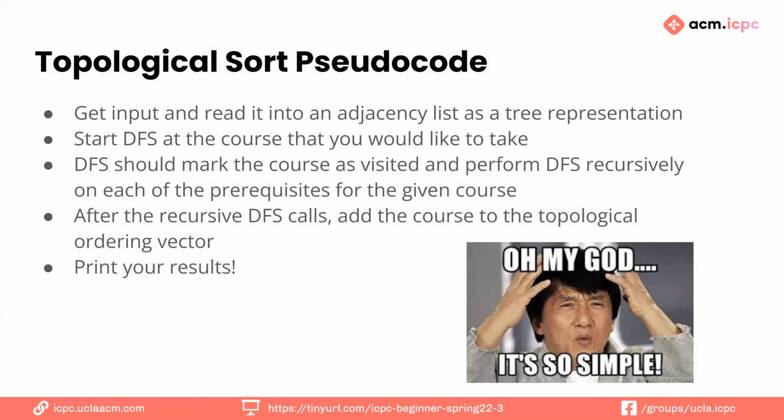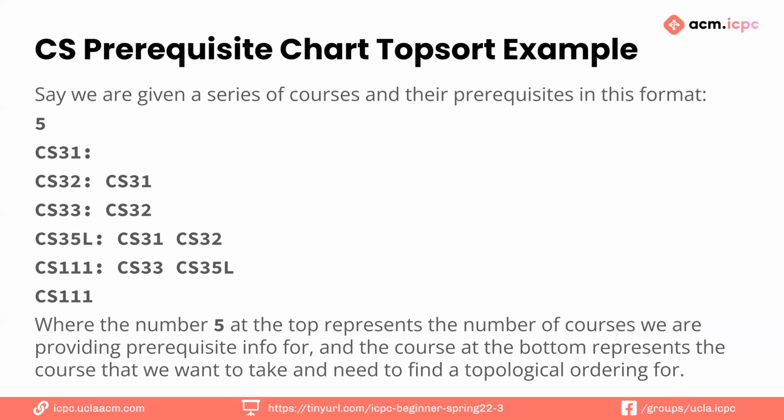This basically repeats what we just talked about, which is how topological sort works. We DFS, and at the end, we add it to the list. Okay, so if we have this sample input, which says we have 5 classes, the first one being CS31, which has no prerequisites, the next one being CS32, which requires CS31, and so on. And then at the end, we want to take CS111. So in what order should we take the classes so that we don't violate any prerequisites?